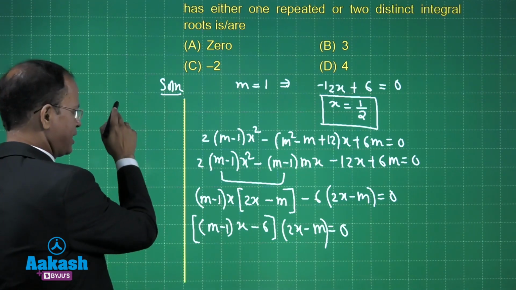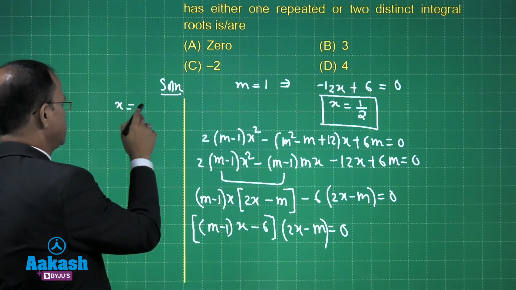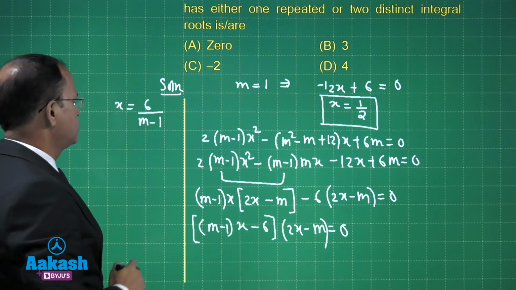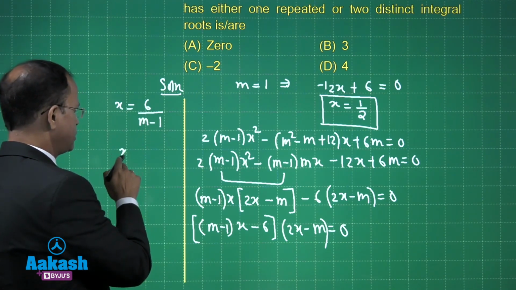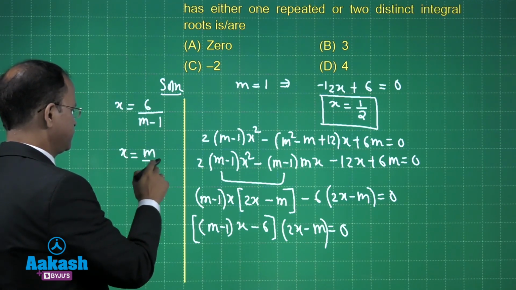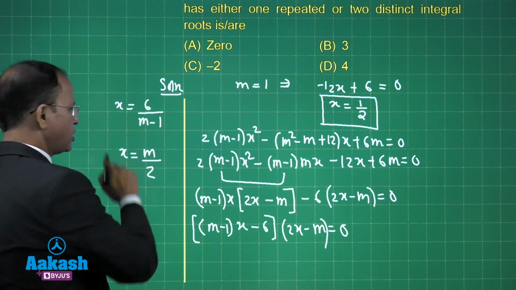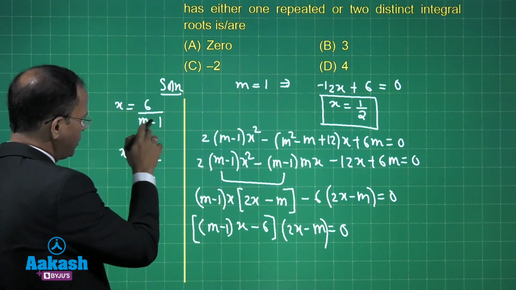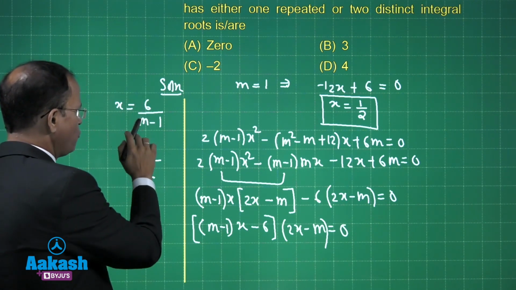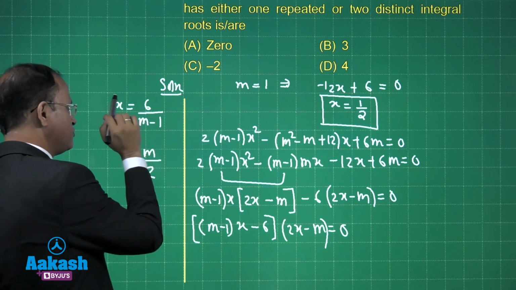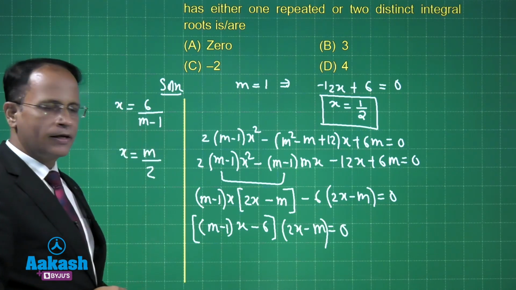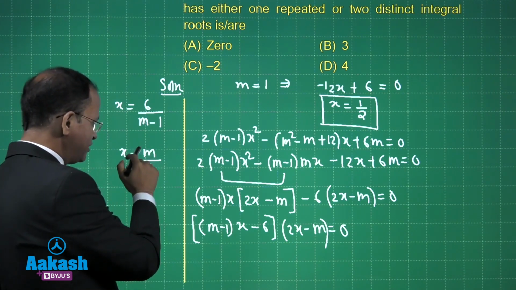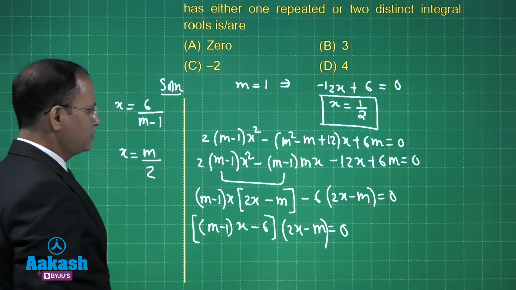So x is going to be how much? 6 upon m minus 1, and also we have x is equal to m by 2. So there are two cases. If I talk about 6 upon m minus 1, m minus 1 must divide 6. And also x is equal to m by 2, so we can take the even integers here.